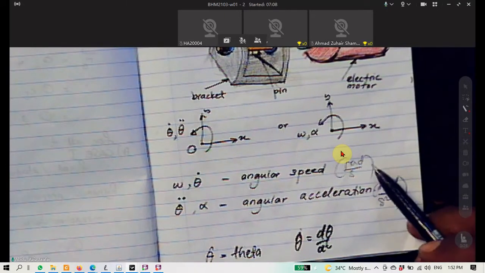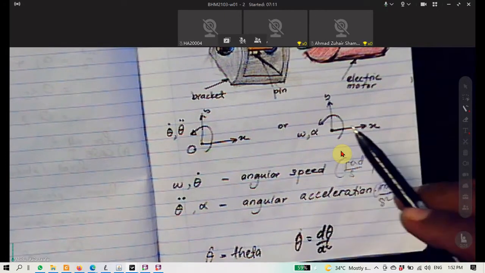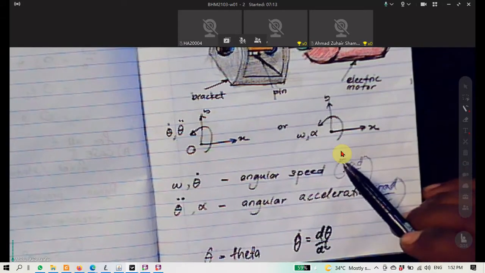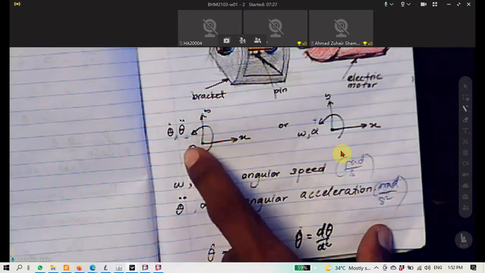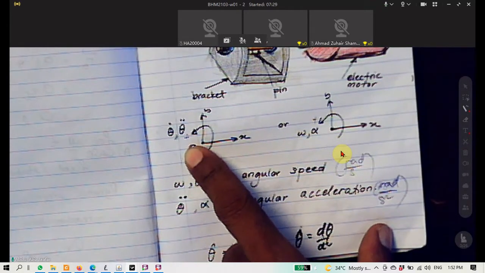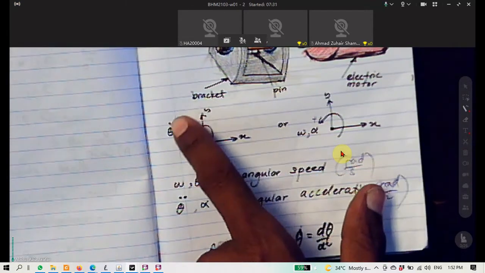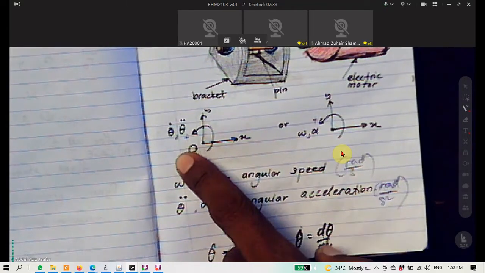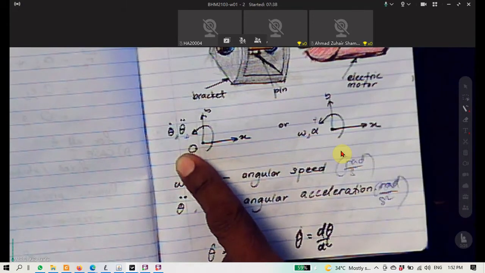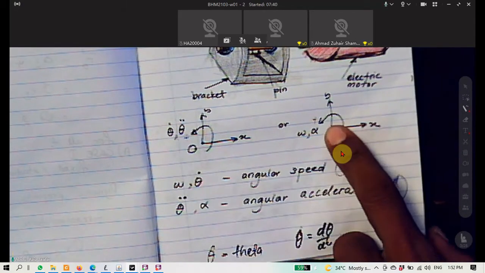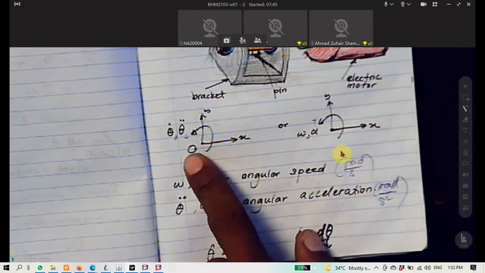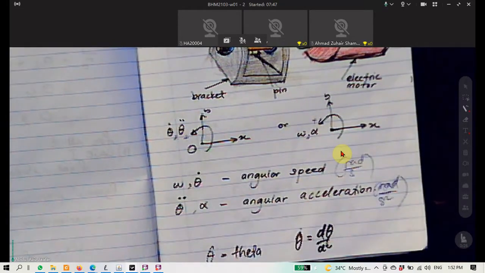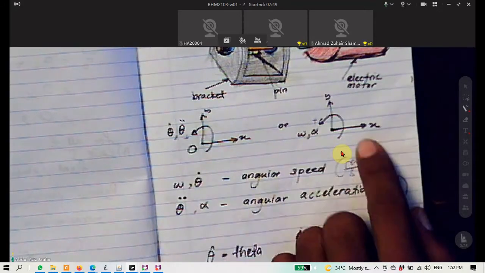This value will be positive in the counterclockwise direction. So what does this mean? The system moves in the counterclockwise direction. If this is positive, and the angular acceleration is positive with the direction of motion, it means that the system is accelerating.